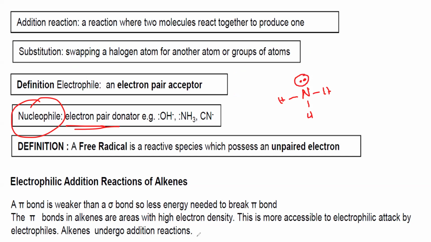What do you think it should be, an electrophile or a nucleophile? Because it has a lone pair, it has an electron pair, we expect that this will be a nucleophile. Why? Because these electrons will be attracted towards the positive center.